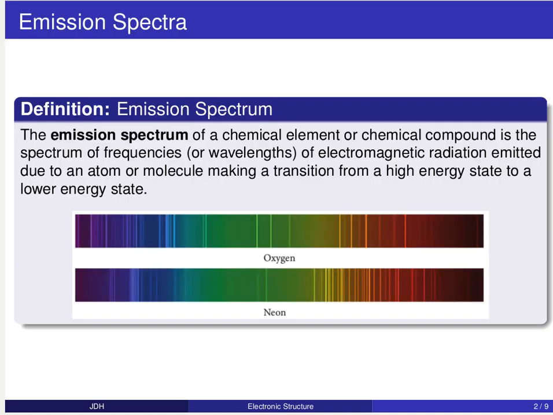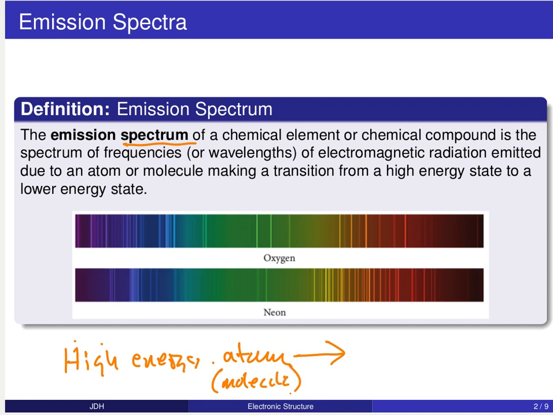So first up, let's talk about emission spectra. So the definition of emission spectra is simply the spectrum of frequencies, wavelengths, different types of light that are emitted by a given element or chemical compound. And this emission process occurs by essentially having a high energy state, and this could of course be a high energy atom or a high energy molecule, and having that high energy atom or molecule transition to a low energy state.